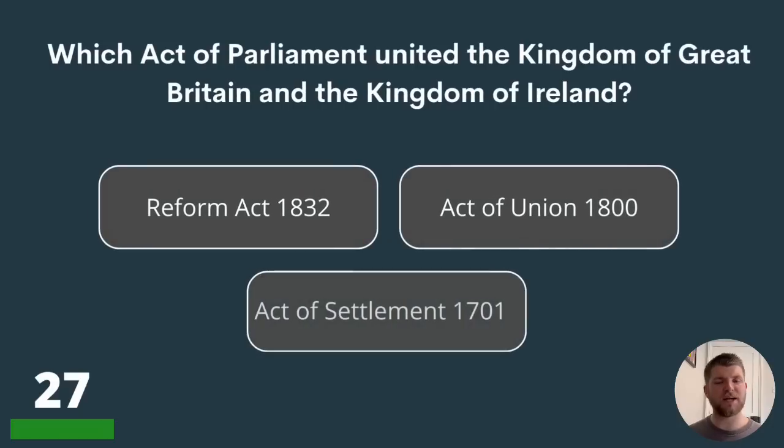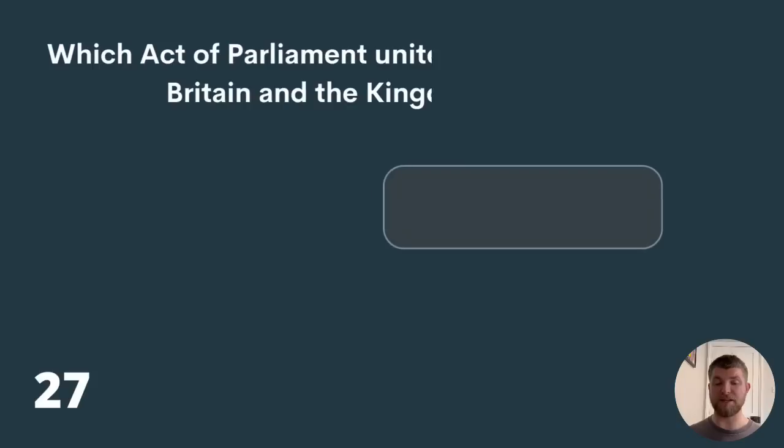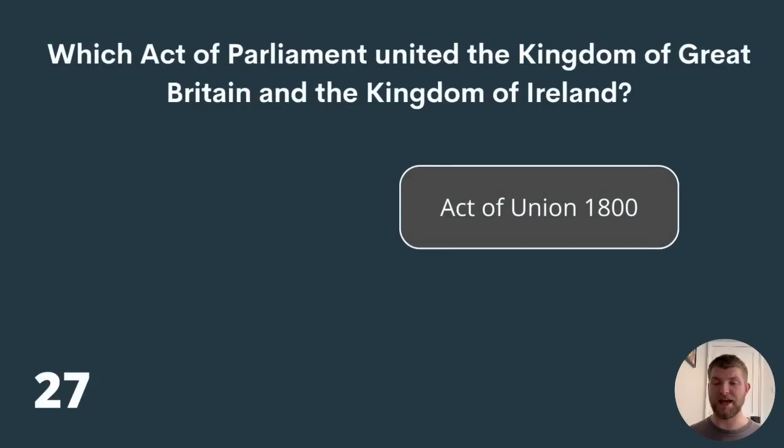27. Which Act of Parliament united the Kingdom of Great Britain and the Kingdom of Ireland? Was it the Reform Act, 1832, the Act of Union, 1800, or the Act of Settlement in 1701? The answer is Act of Union, 1800.